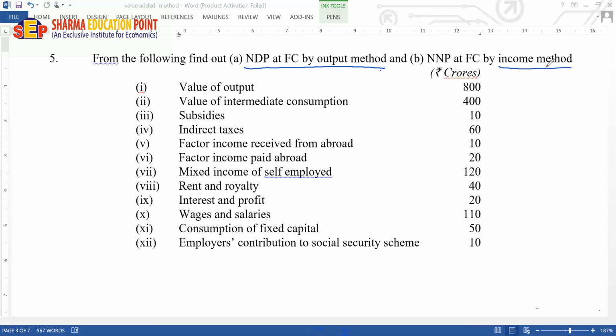I have not taught you the income method yet, so that's why we will not solve the question with this method now. We are applying only one method, NDPFC by output method. So search for the items you need for this method and solve it. Okay, do it now.